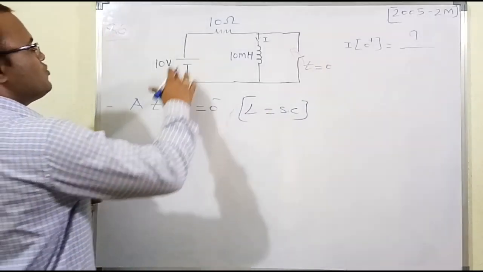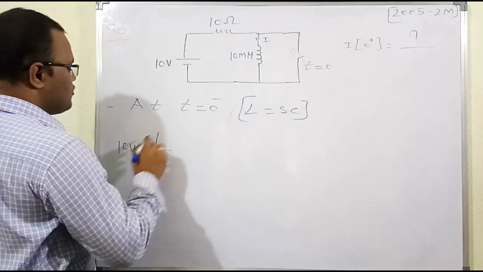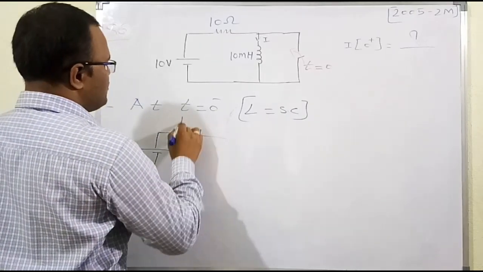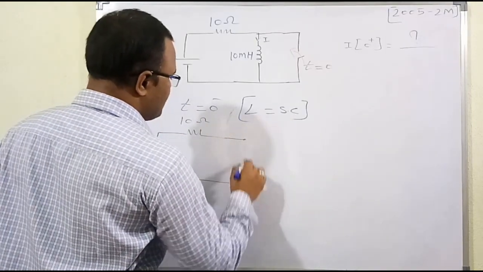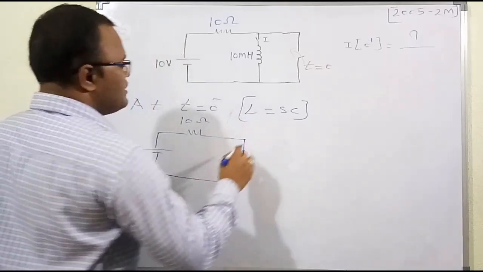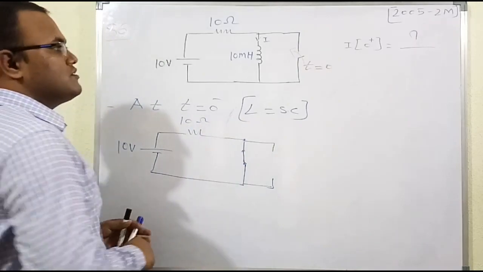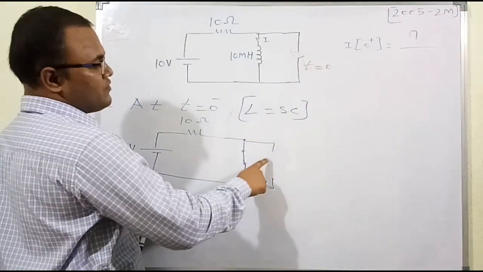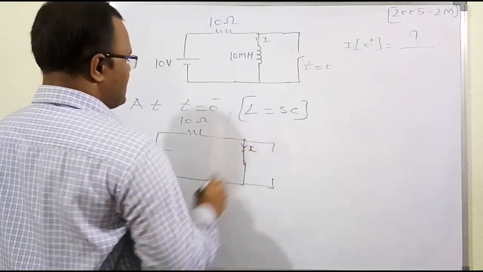So therefore we need to draw the diagram. This is a 10 volt battery, and this is the resistor of 10 ohm, and at steady state we need to replace the inductor by a short circuit. So I have replaced the inductor by a short circuit. And if you see carefully, at t less than 0, the switch is at open condition. That's why I have drawn an open condition. So we need to find the current.